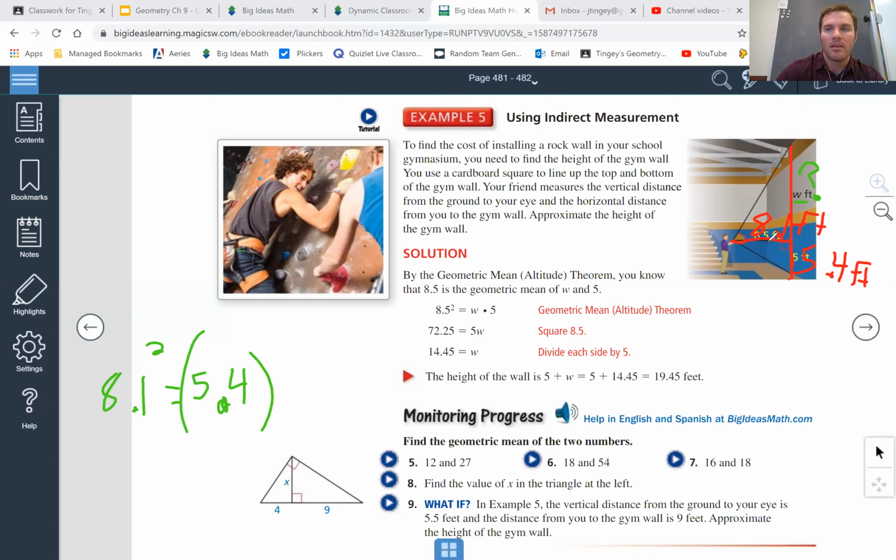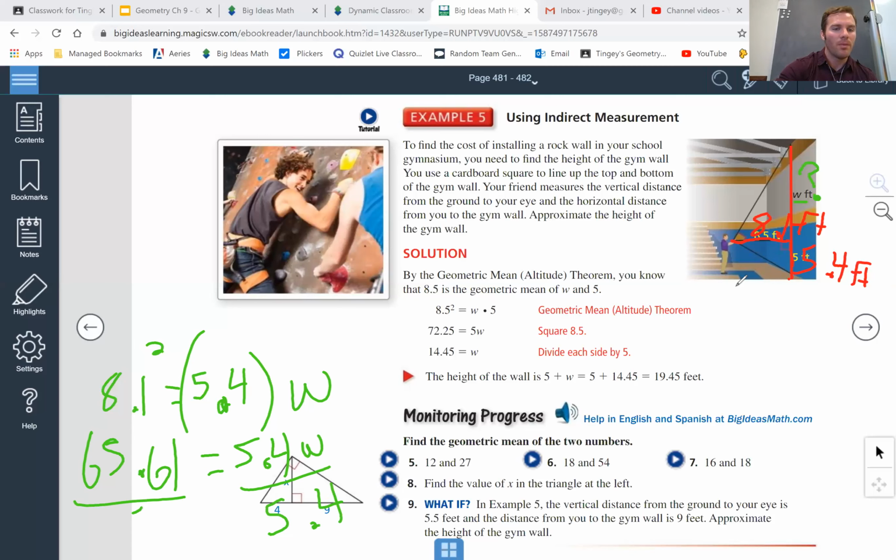Okay. So we've got 5.4 times our unknown, which is W. I know I'm using the altitude because this is the altitude. So I'm using the altitude theorem. If it was this one that they gave us, a leg, then I would do the leg one. All right, so let's get our calculators. 8.1 squared equals 65.61 equals 5.4 W. Now to get W by itself, I'm just going to divide by 5.4 on both sides.